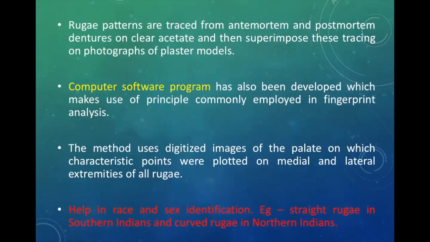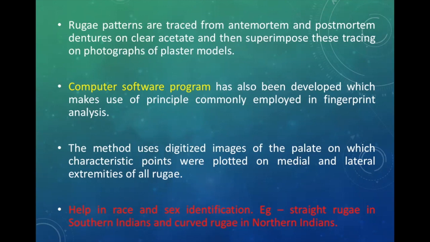Rugae patterns are traced from antemortem and postmortem dentures on clear acetate and then these tracings are superimposed on photographs of plaster models. There are computer software programs also that have been developed which make use of principles commonly employed in fingerprint analysis. The method uses digitized images of the palate on which characteristic points are plotted on the medial and lateral extremities of all rugae. So this helps in race and sex identification.